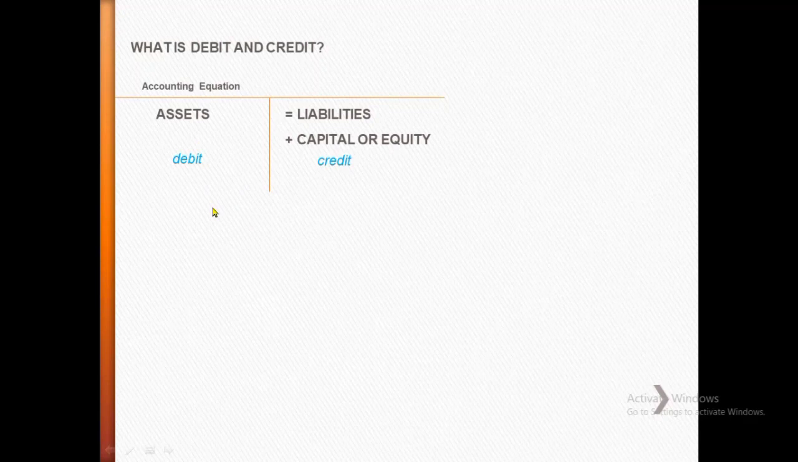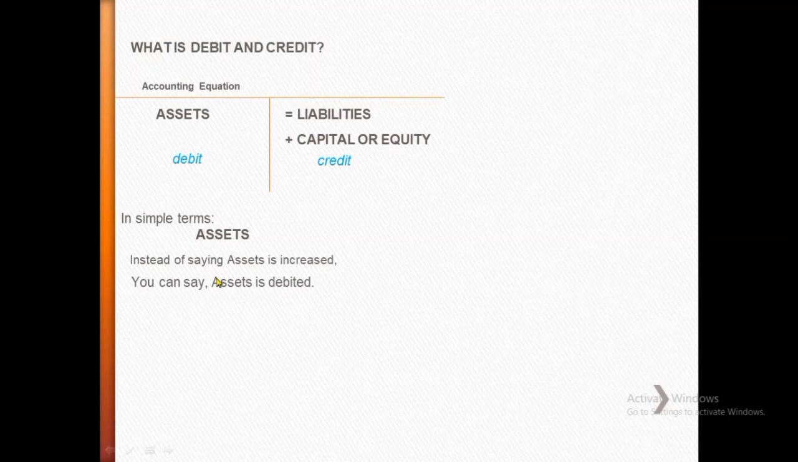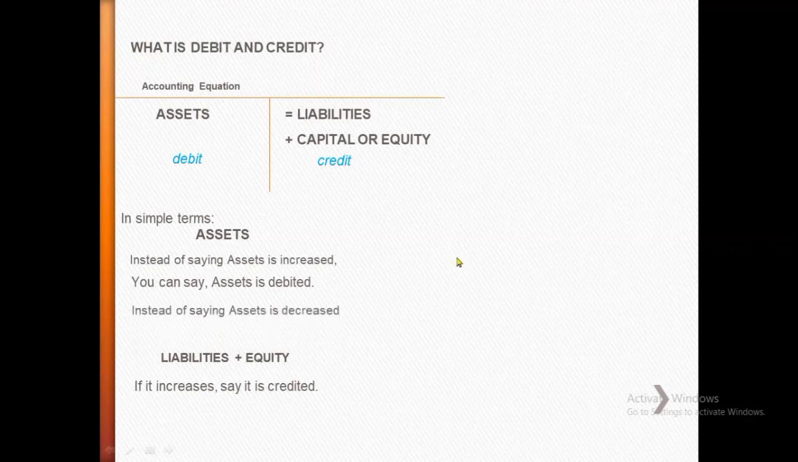In the past video, I told you that assets, liabilities, and equity can increase or decrease. But instead of saying the assets increased, we say the assets are debited. And of course, instead of saying the liabilities and the capital increased, we say that it is credited. So these assignments, debit for assets and credit for liabilities and capital, are substitutes for the word increase. And of course, in the opposite, instead of saying the assets is decreased, we can say that the assets is credited. And if the liabilities and equity decrease, we can say it is debited.